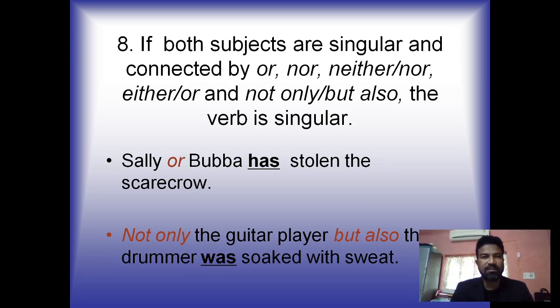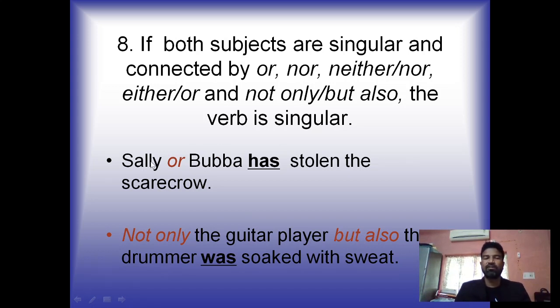If both subjects are singular and are connected by or, nor, neither or, either or, and not only but also, the verb is singular. Remember, read the sentence very clearly. Two subjects are singular. For example, Sally is the name of a girl, so Sally is a singular subject. Or Bubba, also a singular subject. Sally or Bubba has stolen the scarecrow.